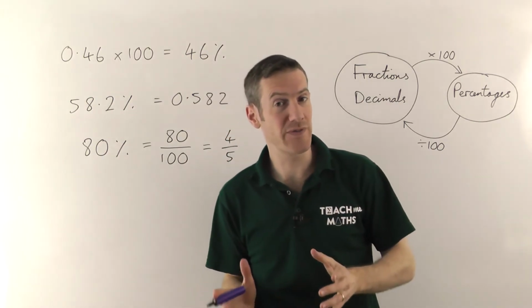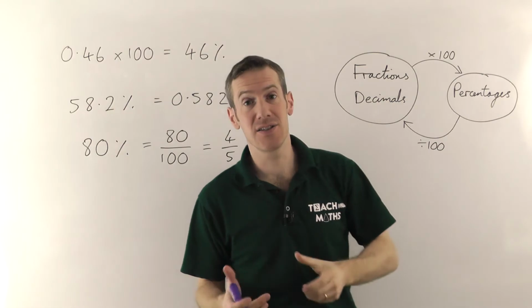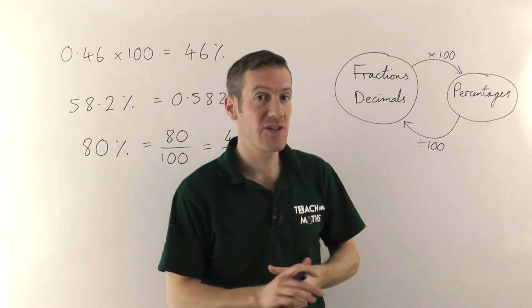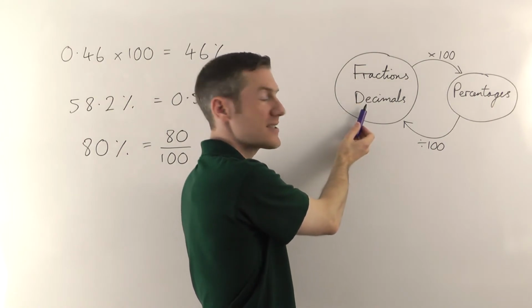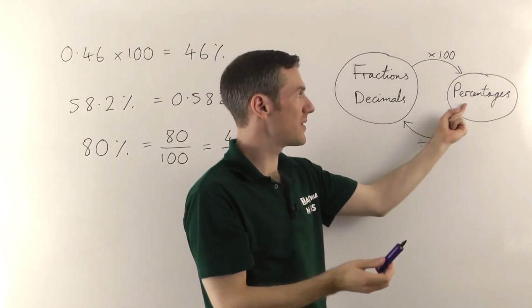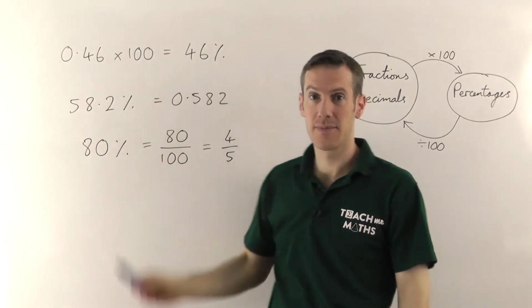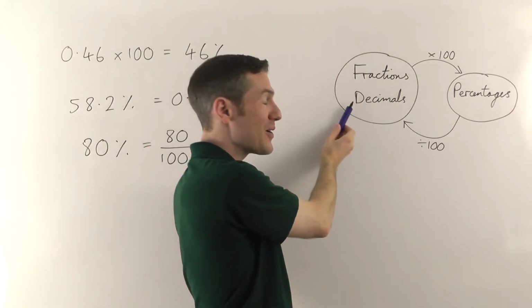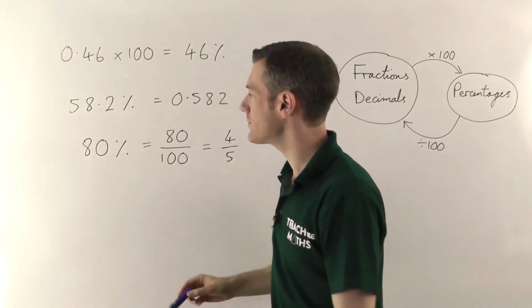So the last one we've got to do is converting fractions into percentages. And this is the hard one. And for this reason, what I recommend you do is actually start off by converting the fraction into a decimal and then convert the decimal into a percentage. Because converting a decimal into a percentage is easy, and you should already know how to convert a fraction into a decimal. So I'll do a quick example now.